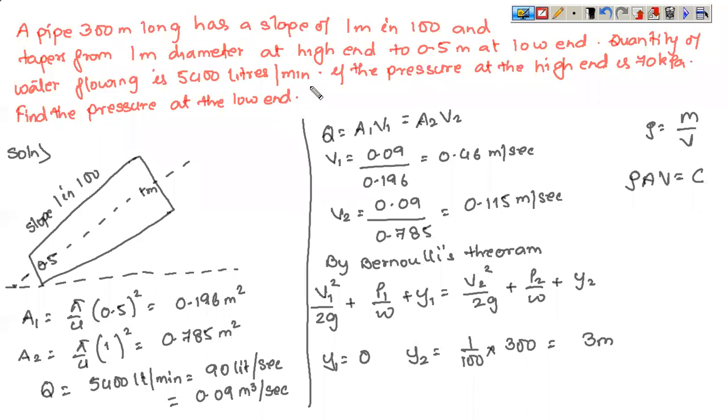Exit height, it is said that it has a slope of 1 meter in 100 meters. So if it has a slope of 1 meter in 100 meters, then over a length of 300 meters, what will be the change in height? The change in height will be 1 by 100 multiplied by 300. So this gives you 3 meters of change in height.